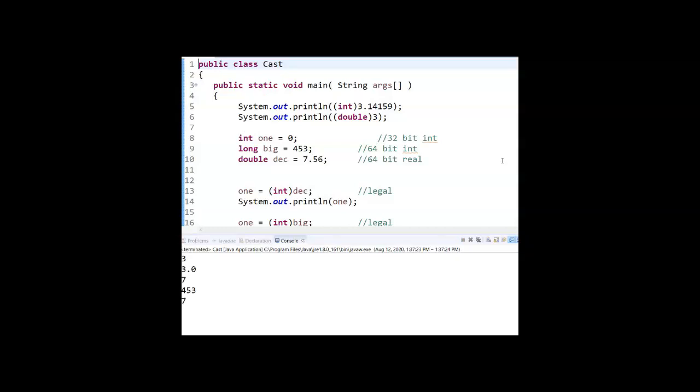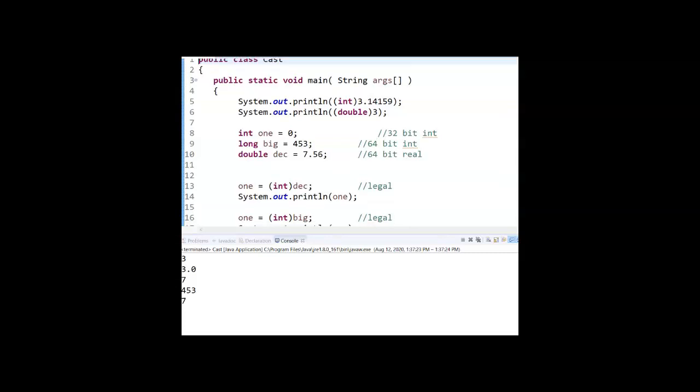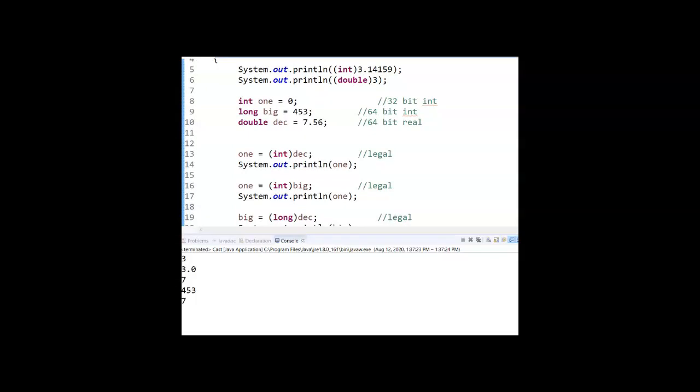That gets us 3. Lops off the 0.14159. So it takes like a big axe and chops off those decimal places, and then all you're left with is the whole number part. On the next line, we take 3, which is an integer, we cast it to a double, we get 3.0. And then as you go along, I'm doing some conversions, right? I'm doing some assignment so we can see what happens if I try to put this value into this value.